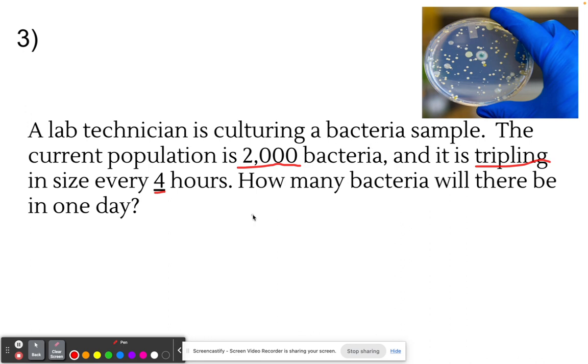Well, we're starting with 2,000 bacteria. That's my starting point. And we know it's tripling, so it's multiplying by 3. It's tripling every 4 hours. And we're saying how many after 1 day? Well, 1 day is 24 hours. How many 4-hour time periods are in 1 day? That would be 6. So 2,000 times 3 to the 6th power will give me a lot.